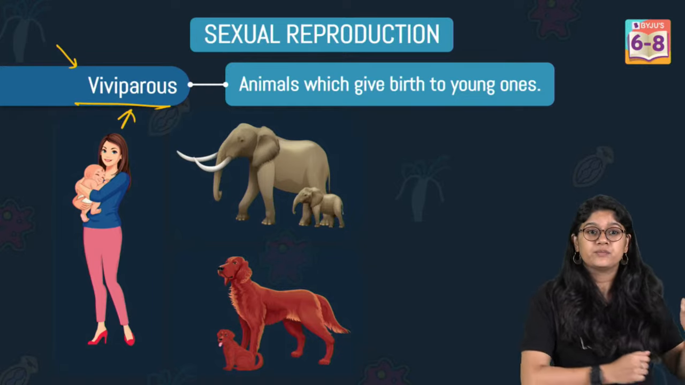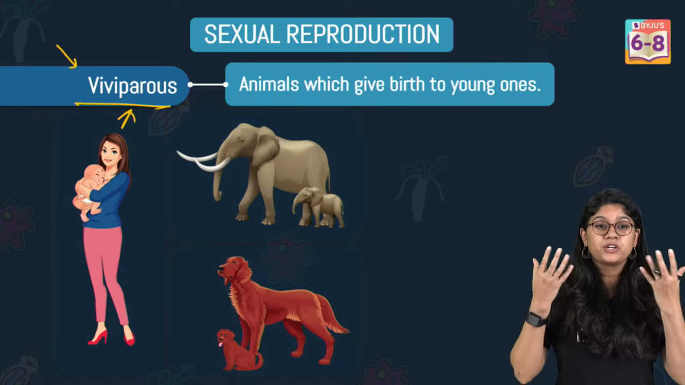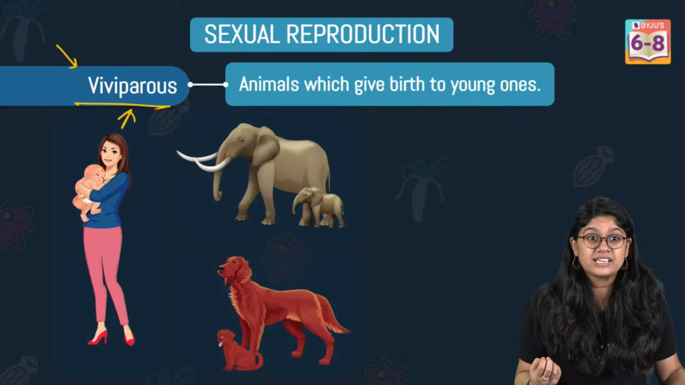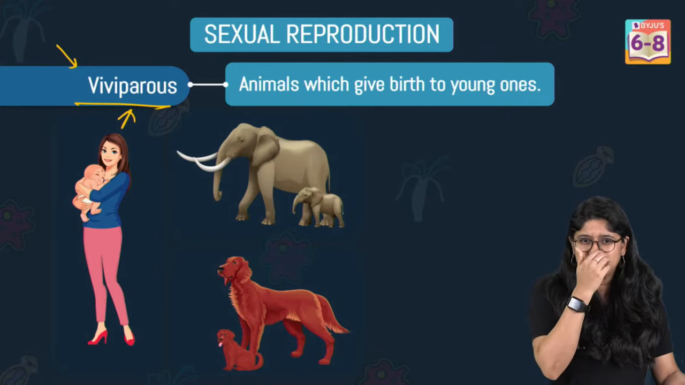Yes, very good. So we have two types of animal. We have viviparous animals which give birth to the young ones, and we have oviparous animals which actually lay the eggs. Yes, Amrita, frog is an oviparous animal because it lays eggs, right?